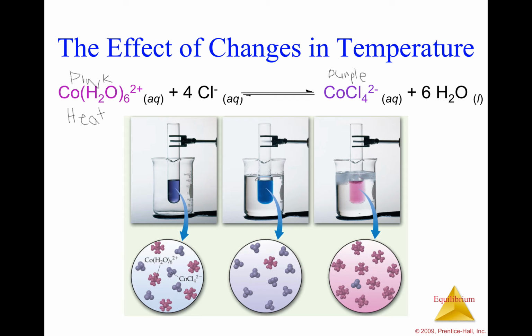Let's check the hot water bath. If I add heat, the reaction shifts to purple. If you add heat, you have too many reactants, so it's going to shift to the right to make more products, and we see purple. This is interesting for two reasons. One, by adding or removing heat, you can observe the color change because our reactants and products are different colors. And this is a way you can experimentally determine if a reaction is endo or exothermic.